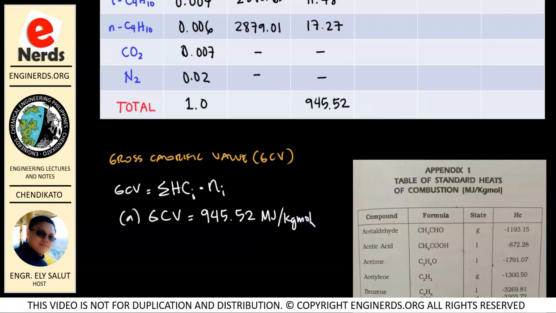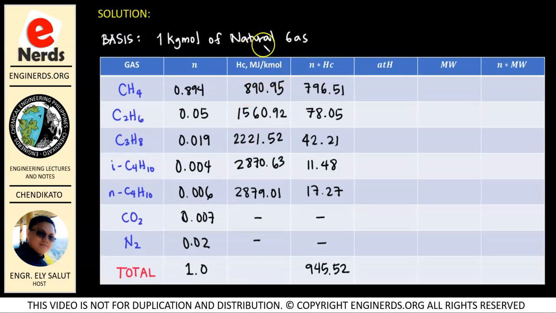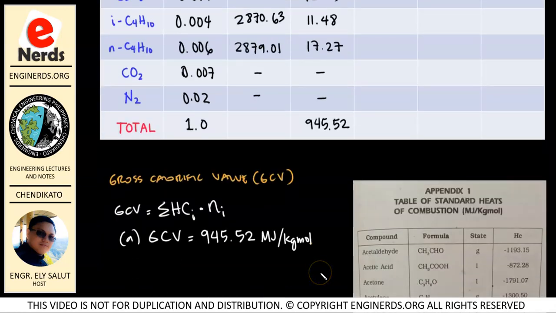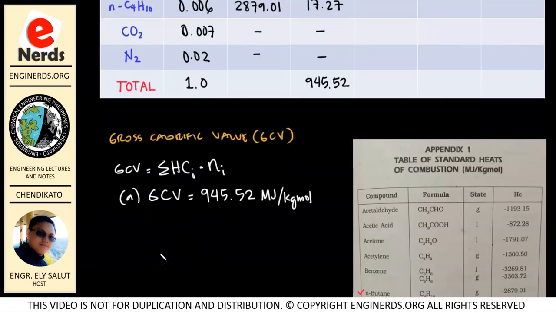Bakit yan yung unit natin? Because yan yung unit ng ating HC. And we are multiplying this actually sa mole fraction. So this is unitless, no? Nagkataon lang because we have a basis of 1 kilogram mole. Kaya itong ating number of mole dito, yan na rin ang ating value ng mole fraction, di ba? So ganun yung ating nakuha. So kuha na natin agad yung gross calorific value.